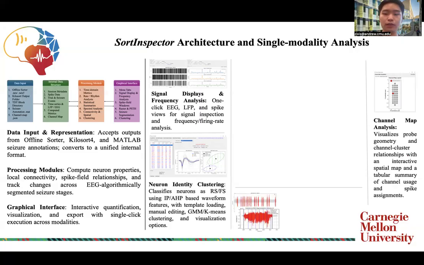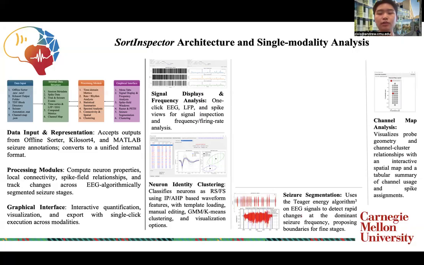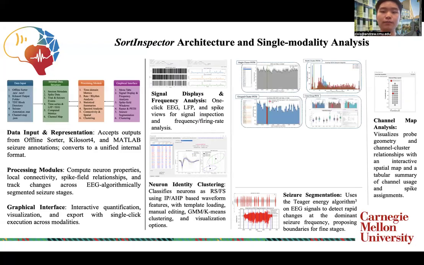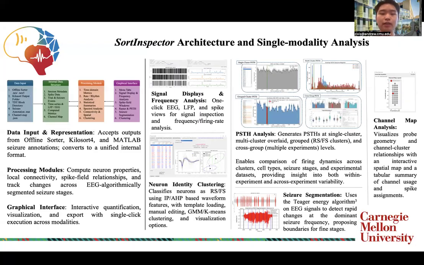summaries. Fourth, seizure segmentation applies a Teager energy operator to EEG signals, detecting frequency shifts and finer seizure stages. This provides a temporal framework to align spikes with seizure dynamics. And finally, the PSTH analysis evaluates firing rate dynamics in multiple configurations. This includes single cluster overlays, grouped by cell types, or even across experiments.